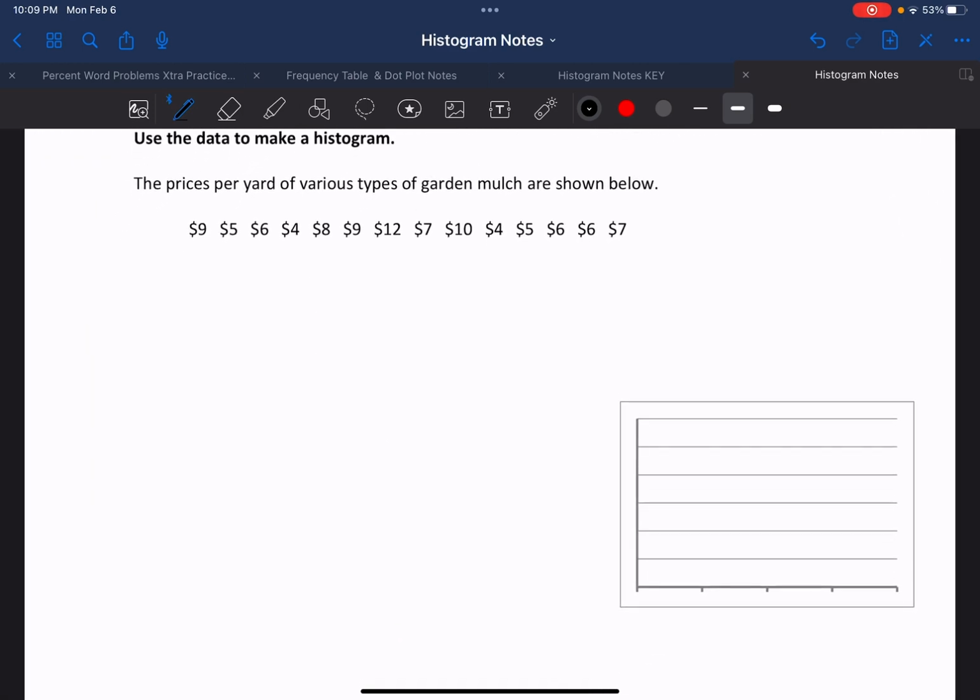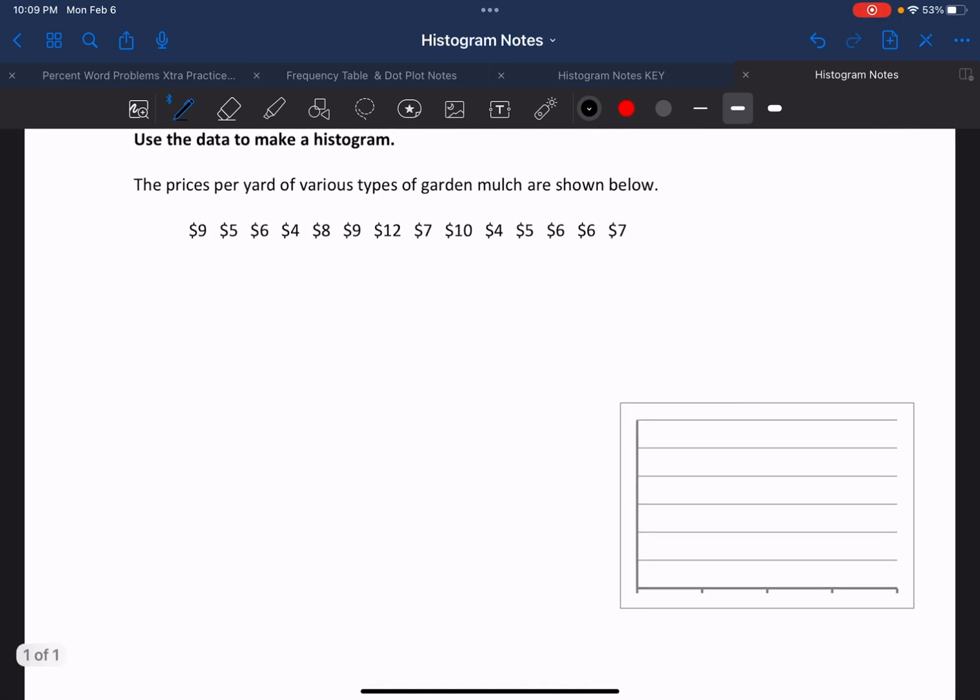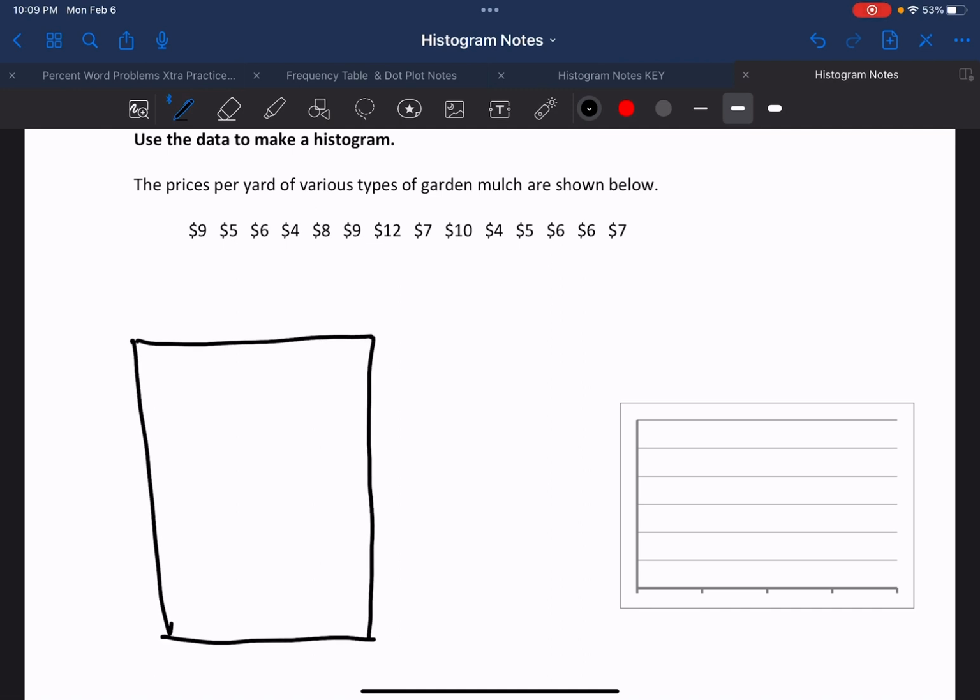On this example below, it says use the data to make a histogram. One of the things that we have to do is determine where our intervals are going to be, and how we're going to go ahead and create our histogram here. If I'm looking at this, I'm going to first create a little bit of a frequency table. So let me create my table here.